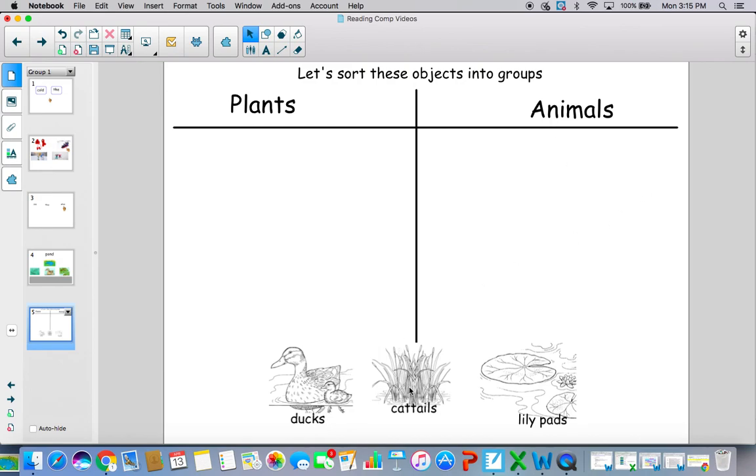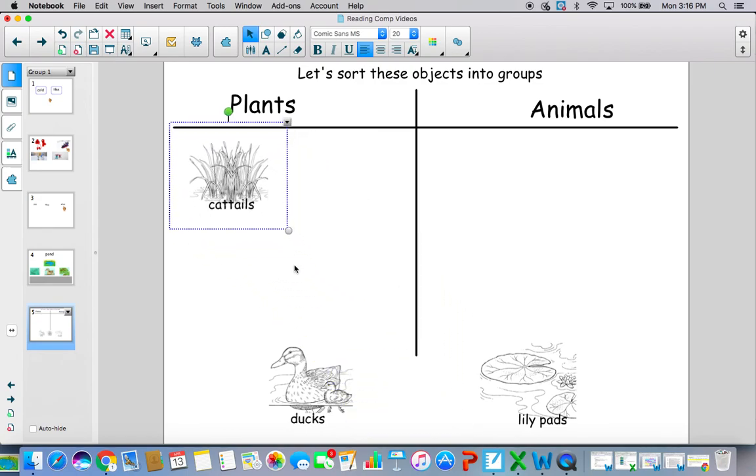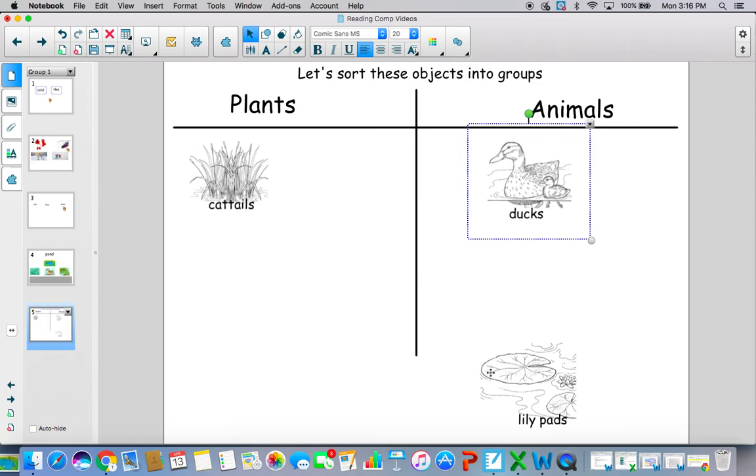I'm going to sort one first. We read about cattails today. Cattails belong in the plants group. This will help me to remember that I read about plants today. We read about other things too, lily pads and ducks. Next, I'm going to sort ducks. Do ducks belong in the plants category or the animals category? A duck is an animal, so I'm going to put ducks under the animals category.